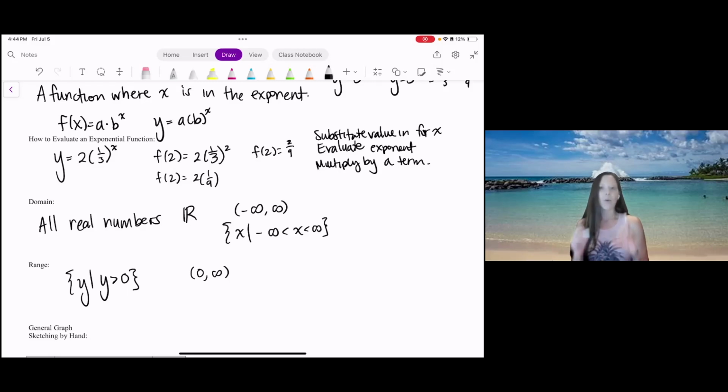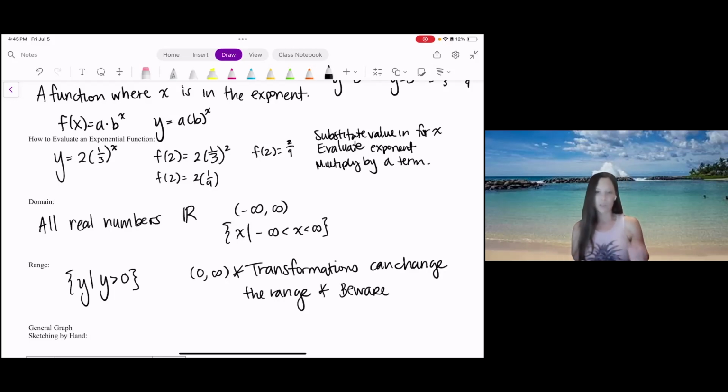Now, if we transform our function and make some sort of vertical adjustment, my range is going to change. If I have a reflection, my range is going to change. I need to be knowledgeable about what transformations do to my function in order to adjust my range, but my range is not always going to be y greater than 0 unless I have my standard parent function. If I do some sort of transformation, my range is going to change. So please keep that in mind.